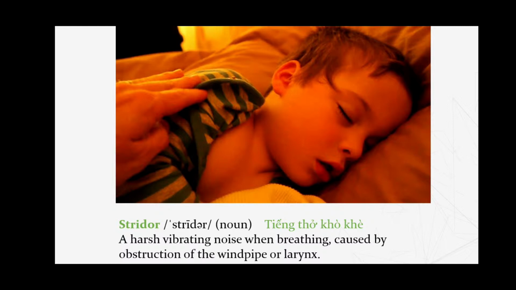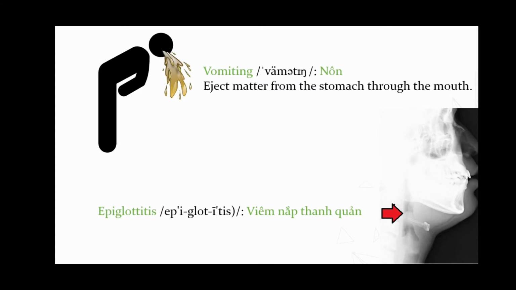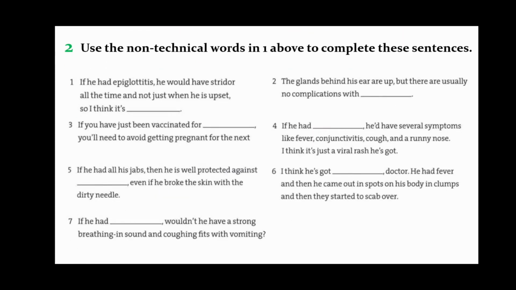And some new words before doing exercise 2: stridor, vomiting, epiglottitis. Now, we use the non-technical words in exercise 1 above to complete these sentences. We have 7 sentences and these are the correct answers.